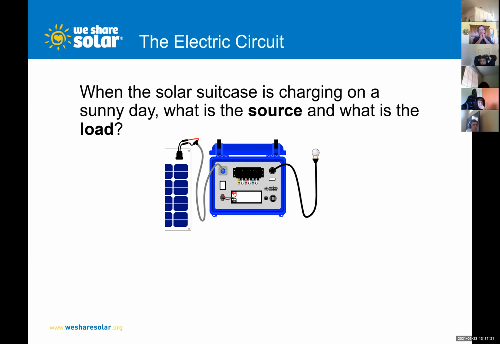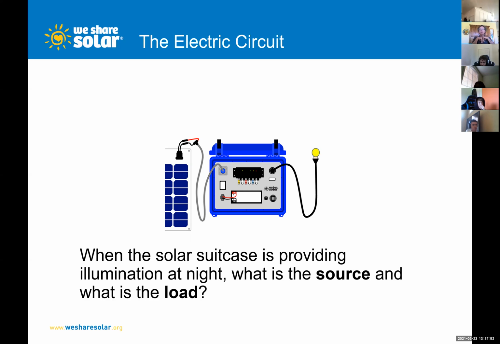The sun is the source and the light is the load. Well, right now the light's not on, but the battery in this case is the load because we're charging the battery during the day. Yeah, but you'll see in the next slide, the light's on. But right now the ultimate source is the sun, but for this particular circuit, the source is the solar panel. Solar panel is providing the power. And then the battery, we're putting power into the battery. We're charging the battery.